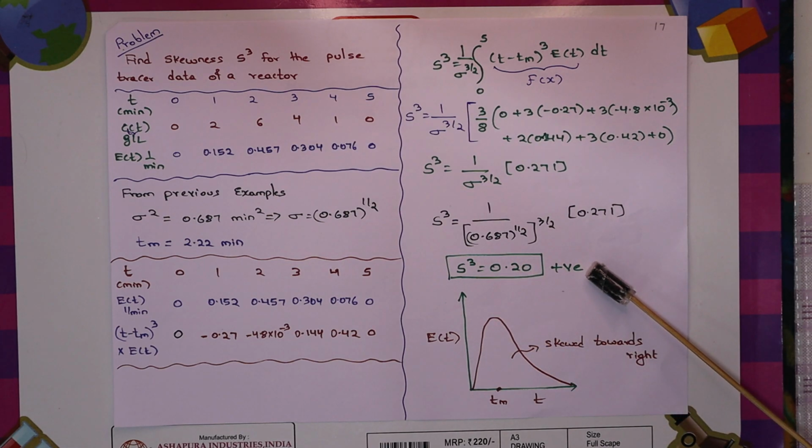The skewness I got is 0.2, which means the tail is towards the right hand side. That means the majority of the molecules come at the early stage, and there are molecules in the reactor which come at a very late stage.